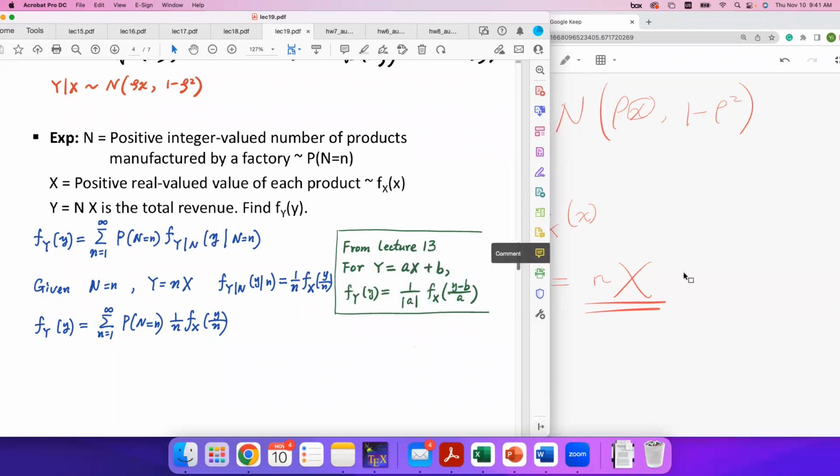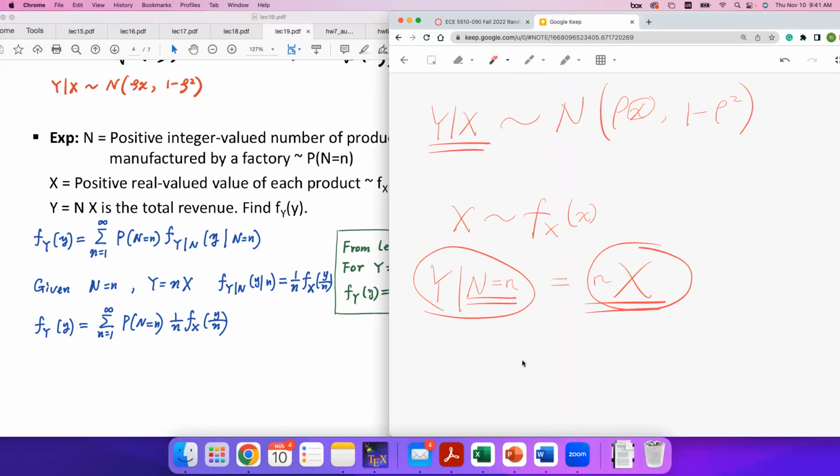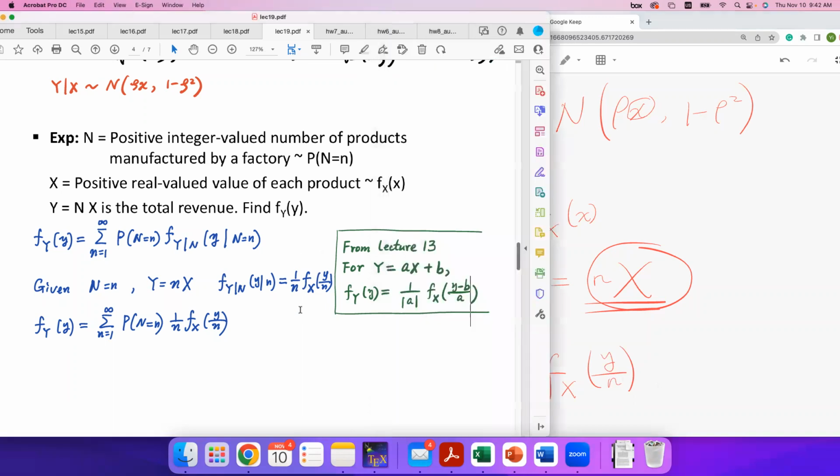Using this fundamental theorem, you can get that the PDF of this random variable is 1 over n f_X(y over n). So this is the expression for this conditional PDF. And now you plug this back into the total probability law. So the marginal distribution of the total revenue is written in this way.